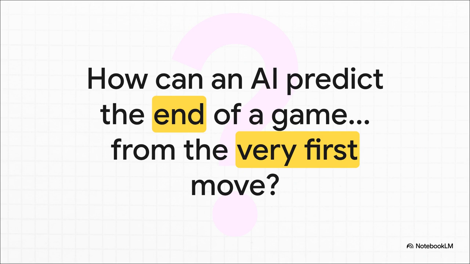How in the world can an AI, say playing a game of chess or Go, have any idea who's going to win right after the very first move? I mean, think about that. It's seen almost nothing, yet it has to make a prediction about the entire future of the game. That's the huge challenge we're talking about today. How do you make smart, long-term guesses with barely any information to go on?